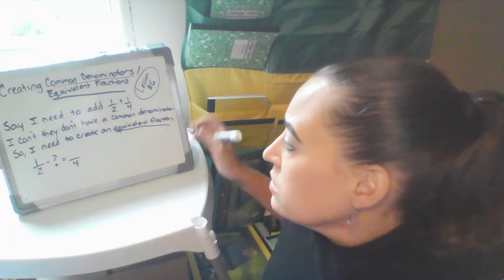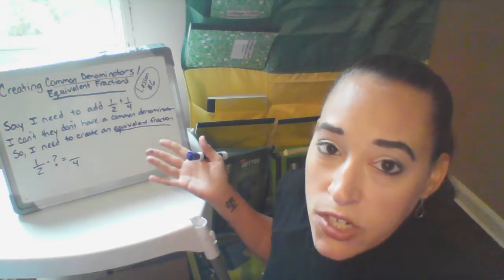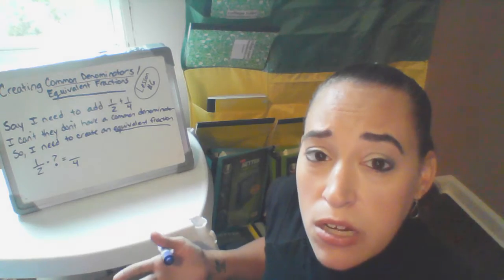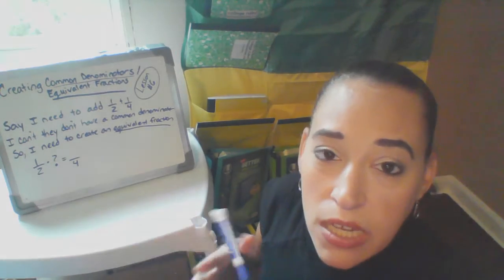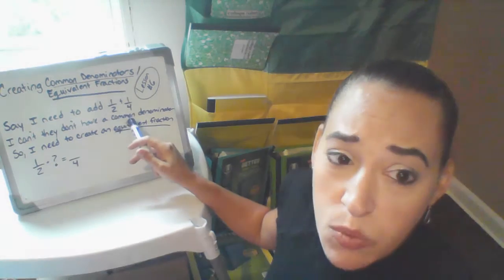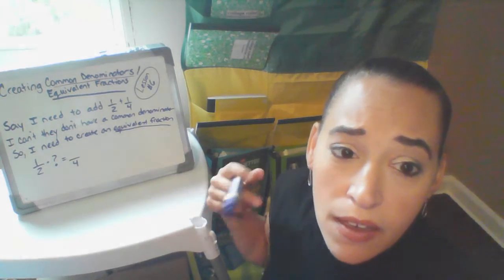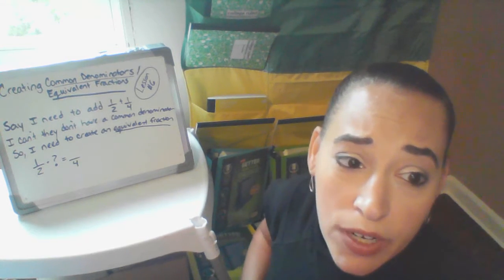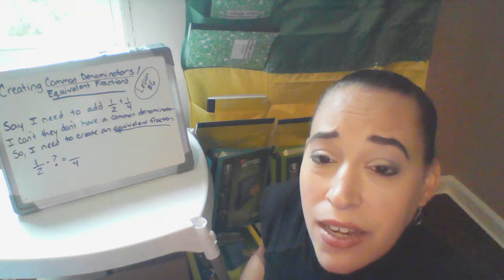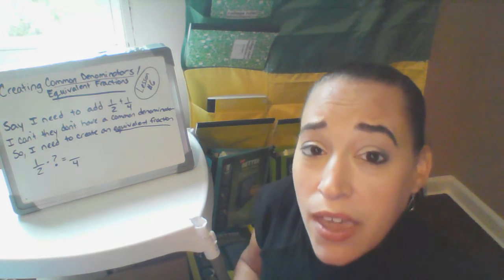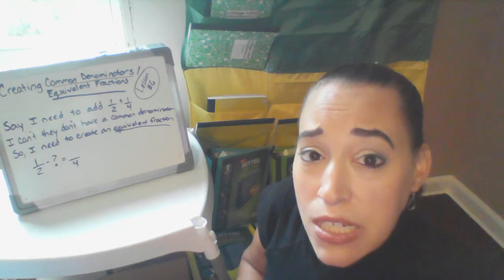Okay, so creating an equivalent fraction and adding and subtracting fractions with unlike denominators basically go hand in hand with each other. All right, so say I need to add 1/2 plus 1/4. Okay, obviously I can't do that. They don't have that common denominator. All right, so I need to create an equivalent fraction so that I can add them together.